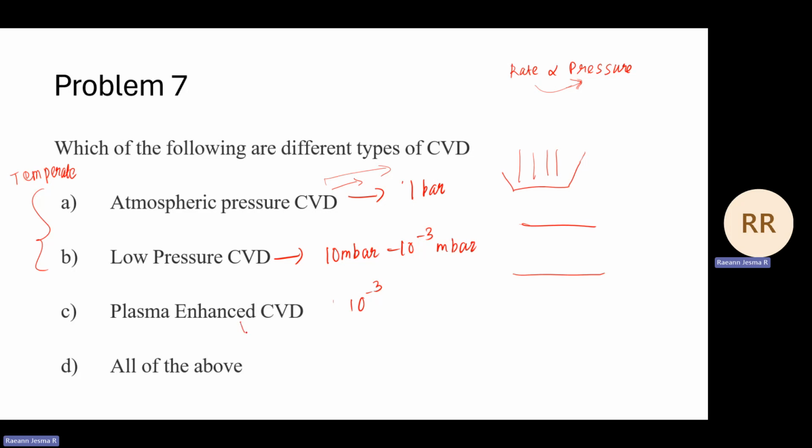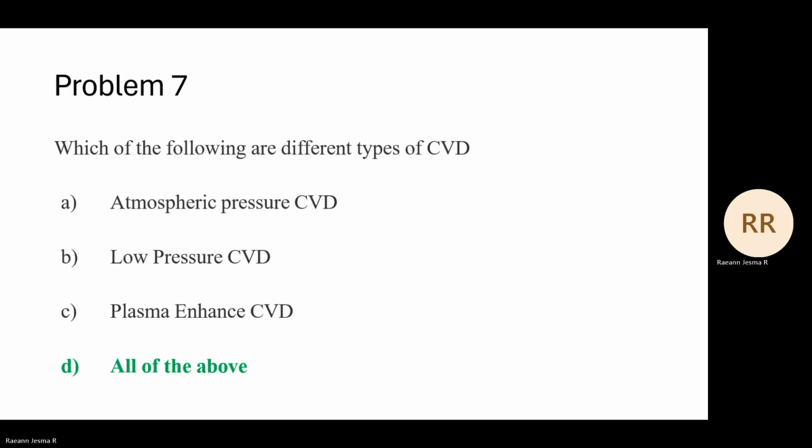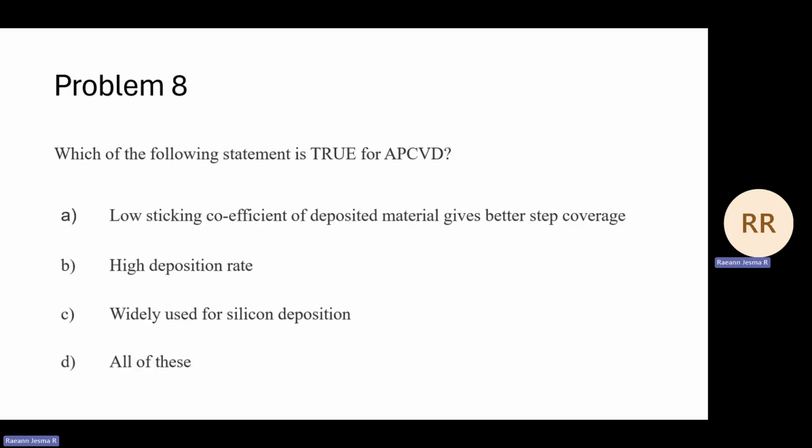In plasma enhanced CVD, we are using plasma as an energy source for the reaction to happen. So we can have a comparatively lower temperature than that of atmospheric pressure CVD and low pressure CVD for the reaction to happen. So that is the main difference between the three. All the three are different types of CVD mechanisms. Okay. Next we'll move on to problem 8.